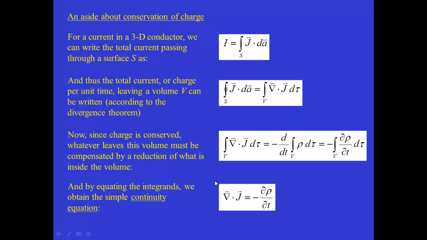And so we get what's called, in electrostatics, or in magnetostatics, the continuity condition. Del dot J, the divergence of J, is equal to the negative time rate of change of the charge density. So that's simply a mathematical statement of the conservation of charge. We may not use it too much in this course, but you will run into it at some point in the future if you continue your study of electrodynamics.